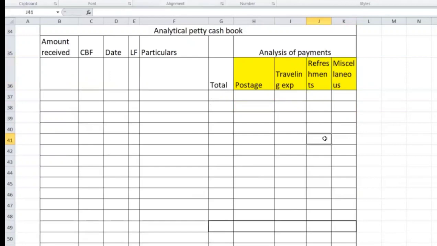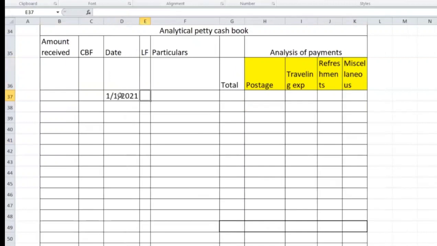These are the columns I have taken. Check it out. Postage, traveling expenses, refreshments, miscellaneous I have taken. What is the first date given in the question? It is on Jan 1st. On January 1st, what is the month, what is the year? 2017.